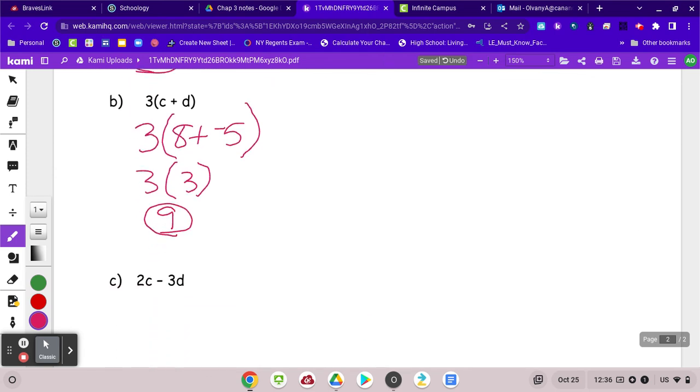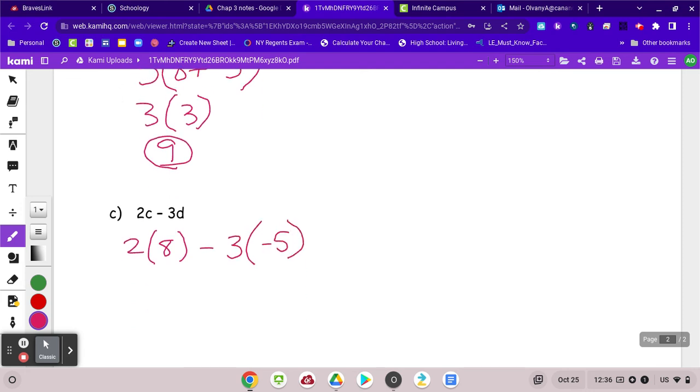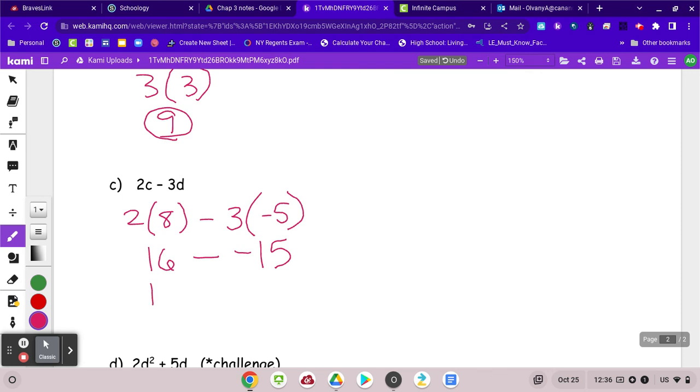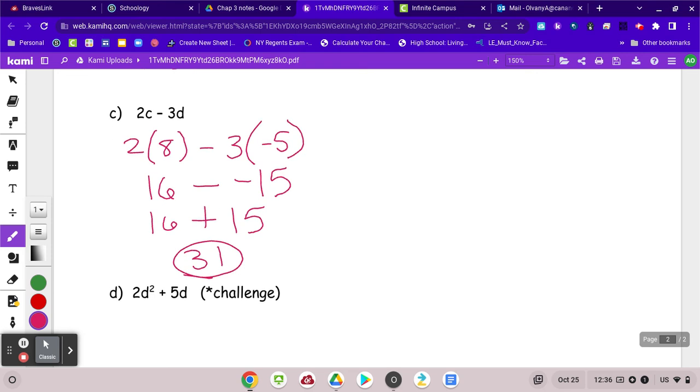C is 8. This is 2 times 8 minus 3 times negative 5. Order of operations tells me to multiply. Don't subtract yet. So this is minus 3 times negative 5 is negative 15. So be careful right here. We've got a minus a negative, which is really plus. 16 plus 15 is 31. No equal signs. I'm working down.